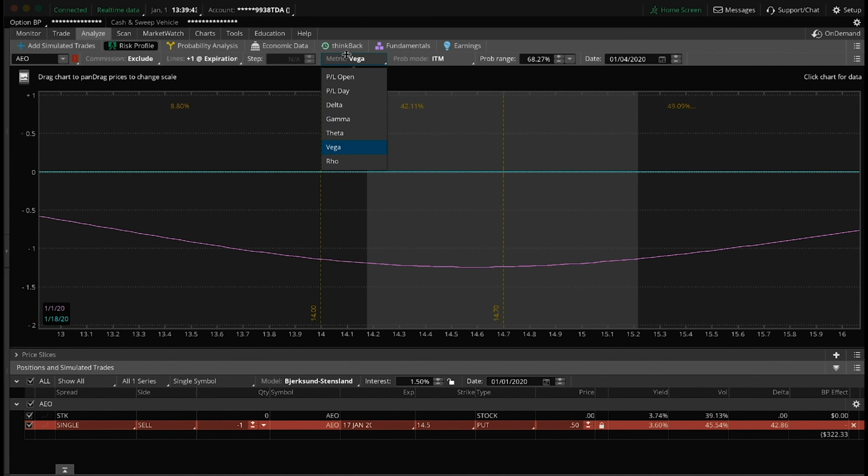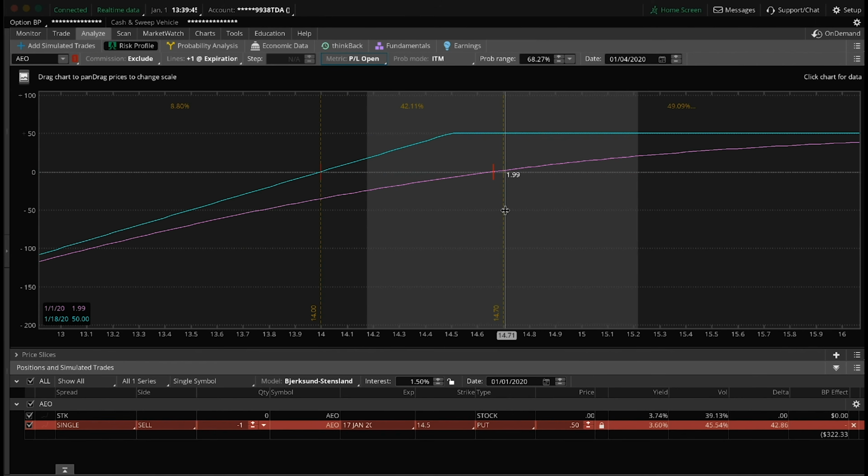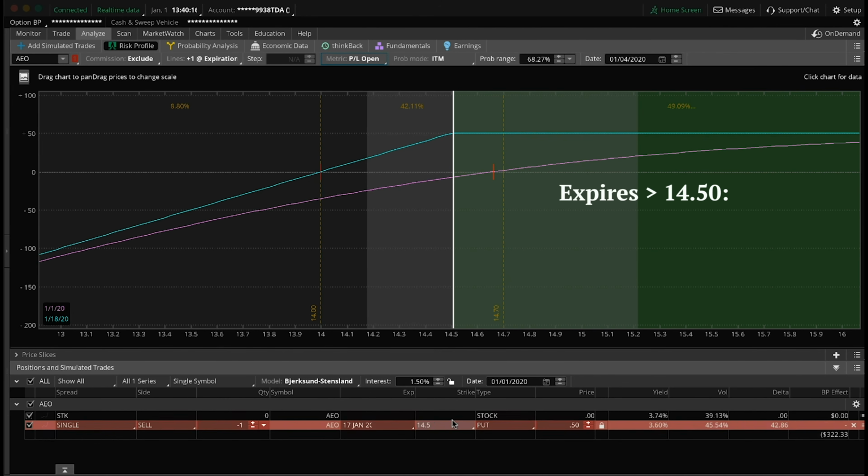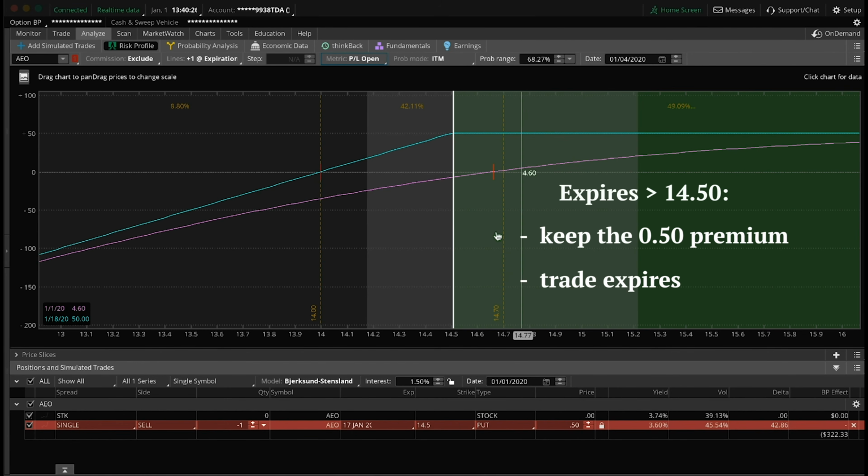But lastly, let me just show you that second piece of risk management that I mentioned. This is a more advanced type of trade, so I'll definitely do a full follow-up video on this type of strategy. But at expiration, there's two possibilities here. Either the stock will expire above $14.50, in which case we would just keep the premium, that 50 cents would be ours, and the option would expire worthless. Nothing would happen and we'd just go into the market and look for a different trade.